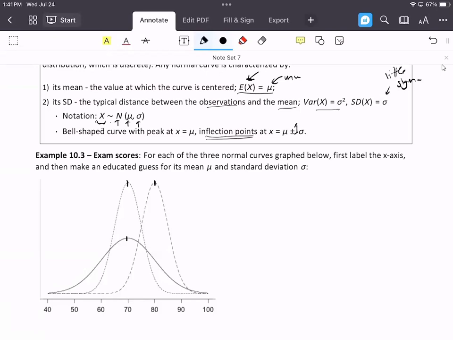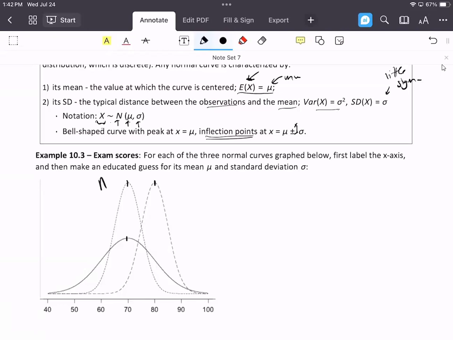Alrighty. On this example 10.3, there are 3 normal curves graphed below. We're going to label the axis, then make an educated guess for the means and the standard deviations. Now, on an exam, I'm obviously not going to have you guess, but this is just to get us warmed up and starting to look at roughly what's going on.